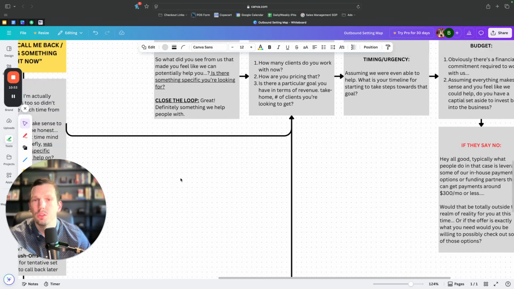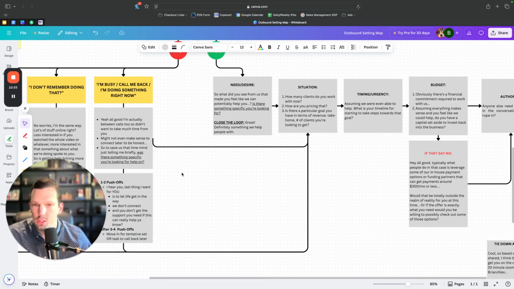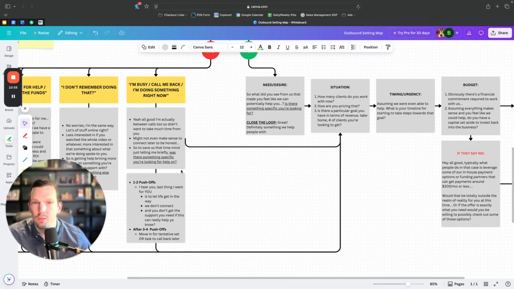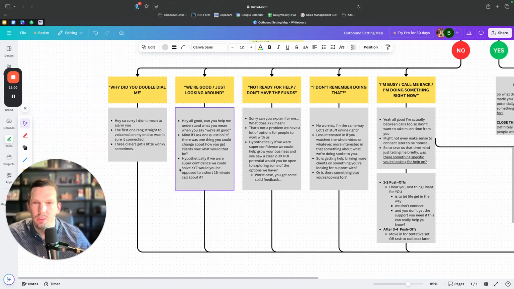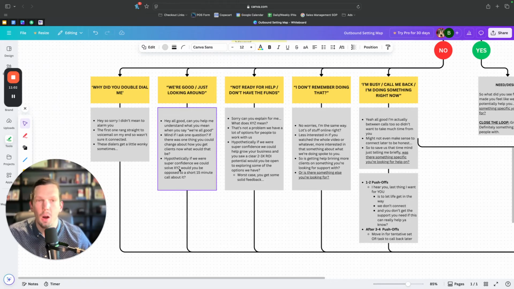Now, of course, there are likely going to be some objections when you're doing this, right? You get 154 sets up on the board in 1 month, and not every single person is going to be like, yeah, I want to do this right now. So let's run through some of the most common ones.